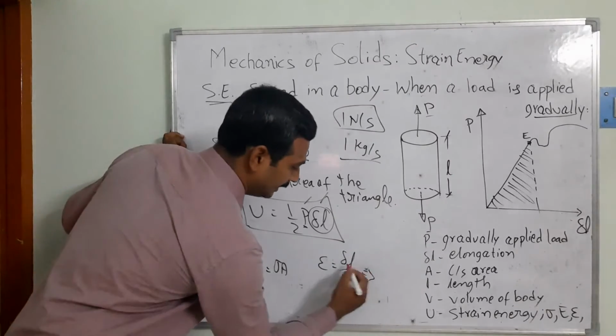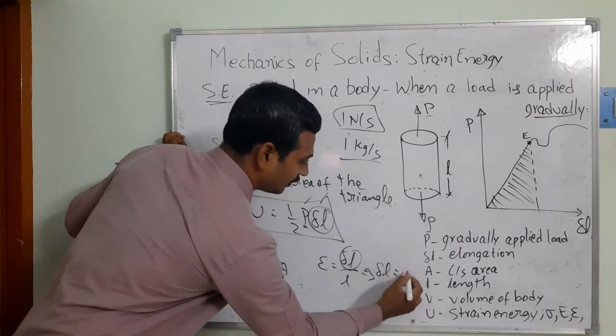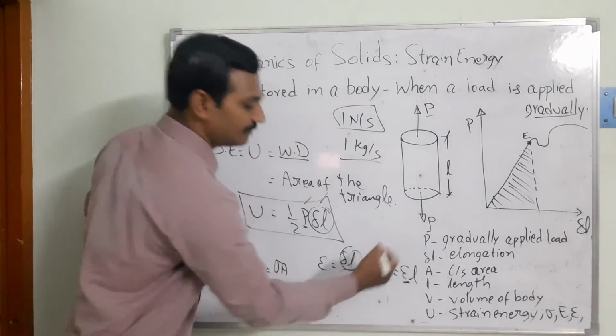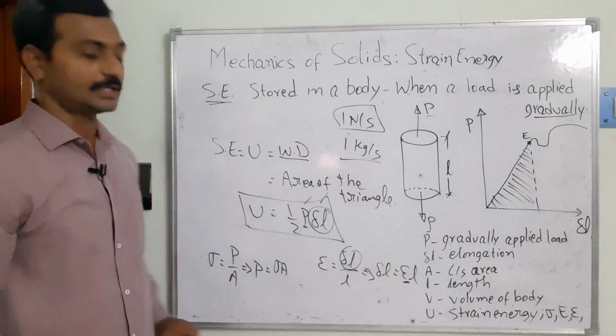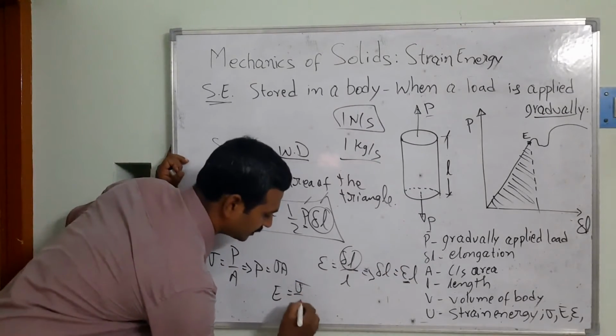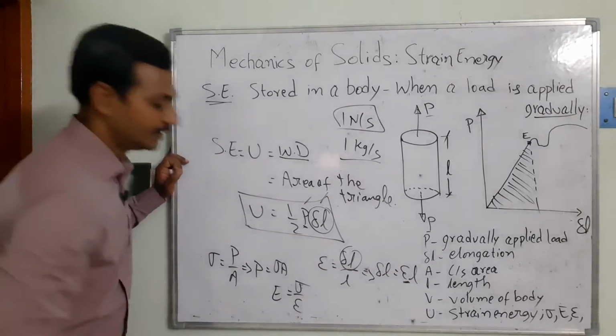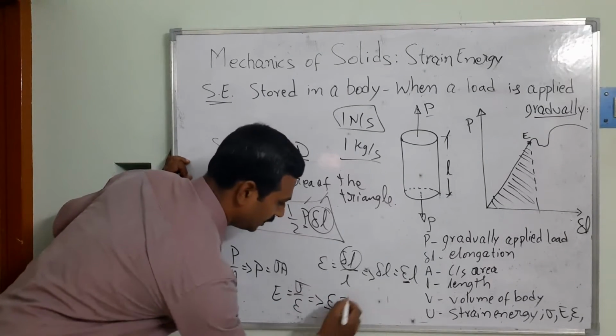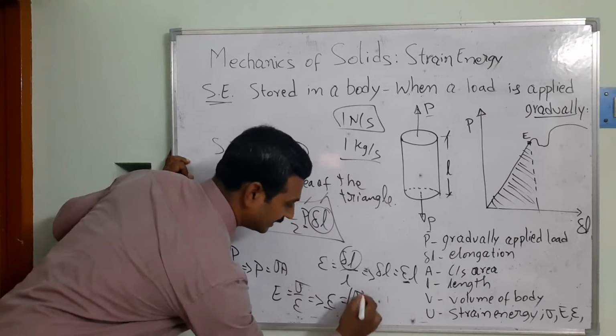So then del L is equal to, what is the formula? Epsilon into L I can take it. And similarly, this epsilon is nothing but the strain of this object. Then we know the Young's modulus is equal to stress by strain. So further I am going to simplify. The strain is equal to sigma by E, I can take it.